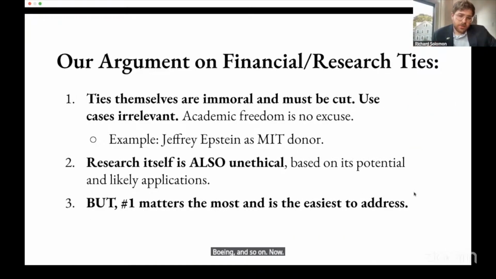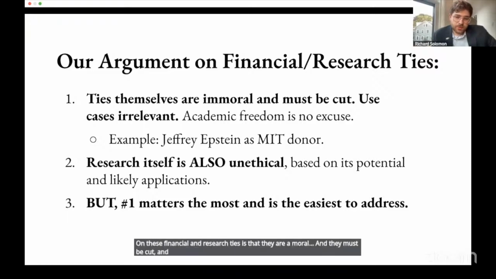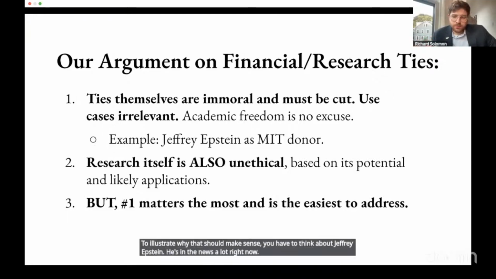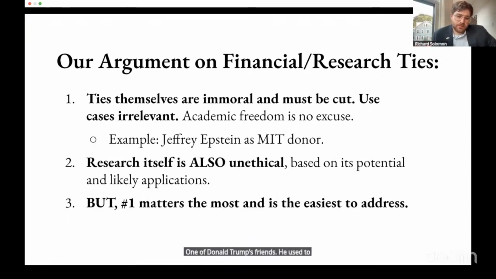Now, our argument from the beginning on these financial and research ties is that they are immoral and they must be cut, and that the use cases of the research are irrelevant to that moral claim. Academic freedom is not an excuse for this kind of thing. To illustrate why that should make sense, you have to think about Jeffrey Epstein. He's in the news a lot right now, one of Donald Trump's friends. He used to be a donor to MIT. He donated a lot to the Media Lab, for instance.